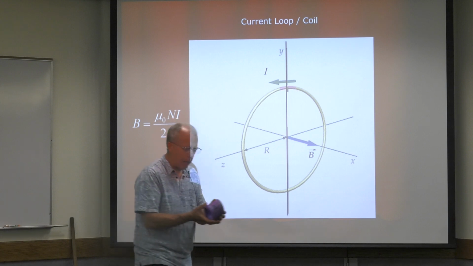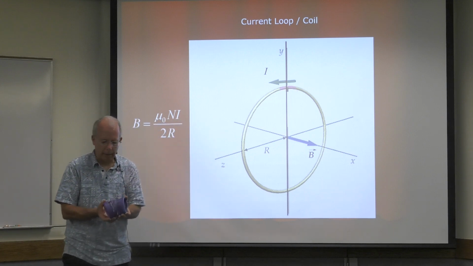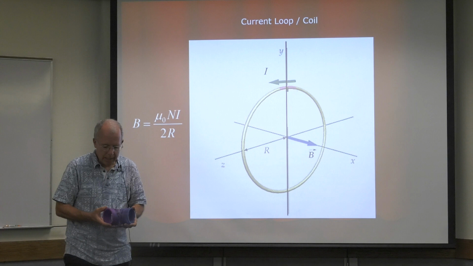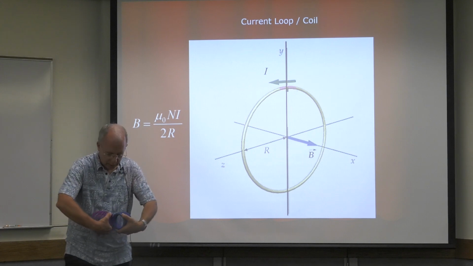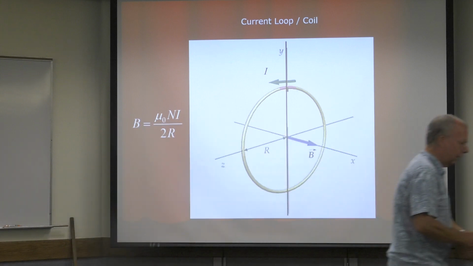Now, I mean, think about it. What's the B field going to look like? You know, you have the B making circles around every single circular loop, right? So what is that B field going to look like?